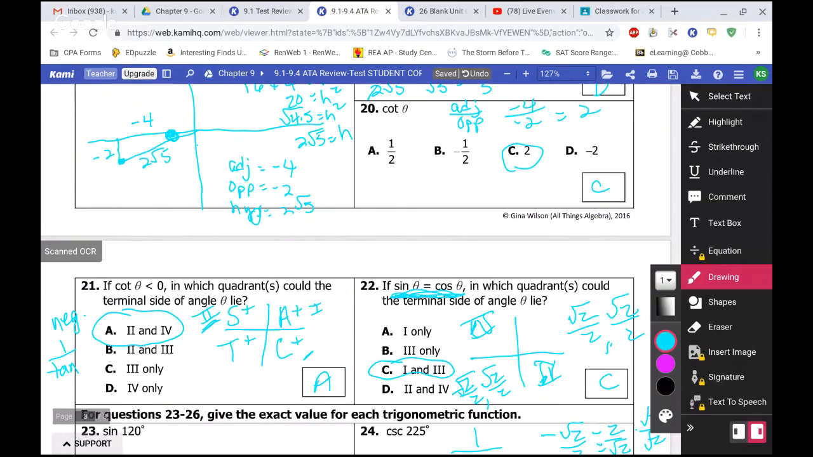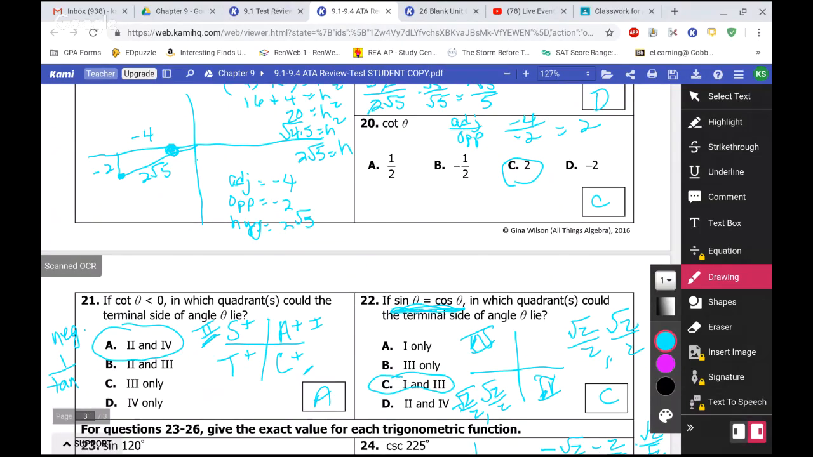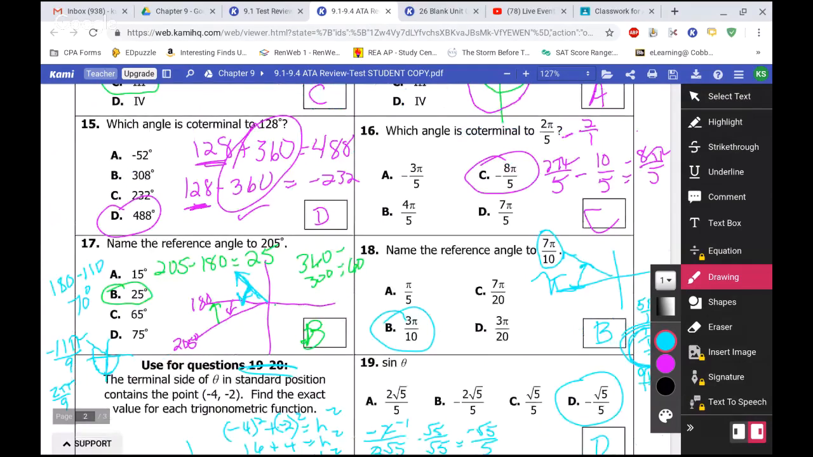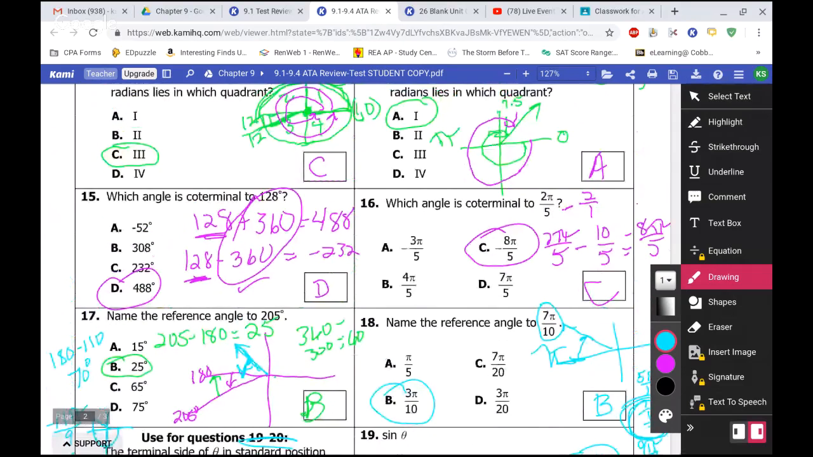Wait. Did you skip 15 through 18, or is there just nothing like them on there? Hang on just one second. Oh, no, I did accidentally skip them, and I'm very sorry. You're good. There is one where you have to give a coterminal angle, both positive and negative, and it's in degrees, and one where you have to give a coterminal angle, both positive and negative, and it's in radians, and you do have to give the reference angle for both of those as well, much like the take-home quiz.